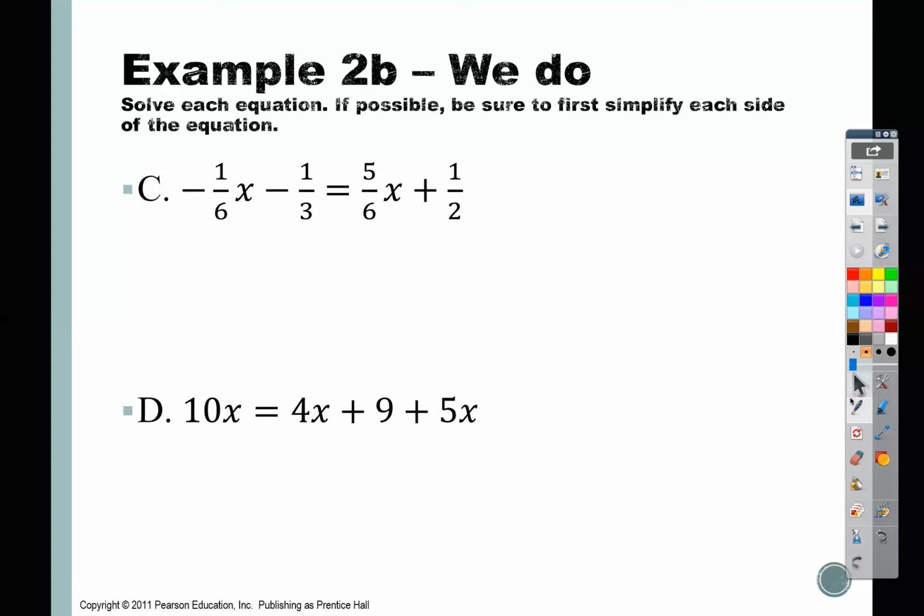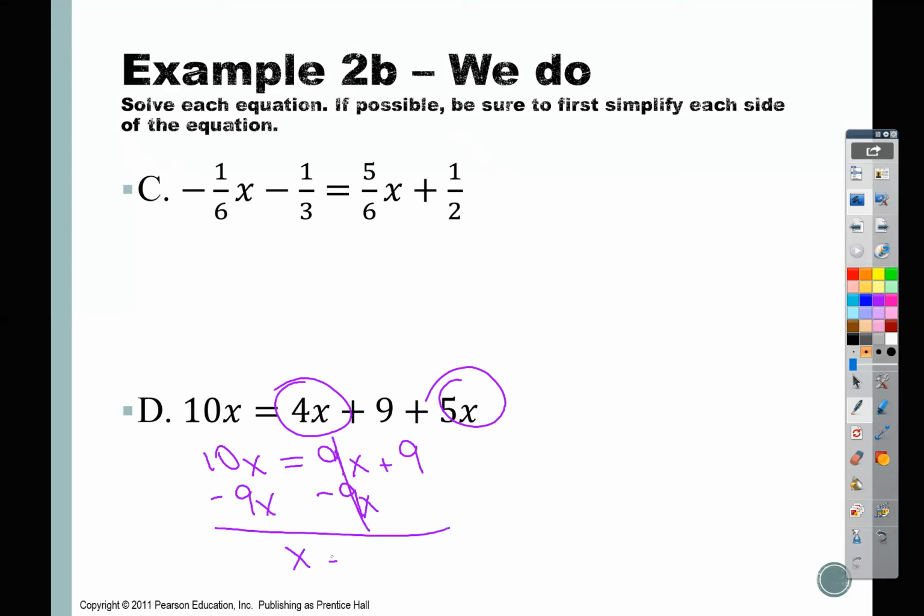D says, 10x equals 4x plus 9 plus 5x. So again, I'm going to combine like terms on the same side of the equation first. So I get 10x equals 4x plus 5x is 9x plus 9. I'm going to subtract 9x from both sides. Now I get x equals 9.